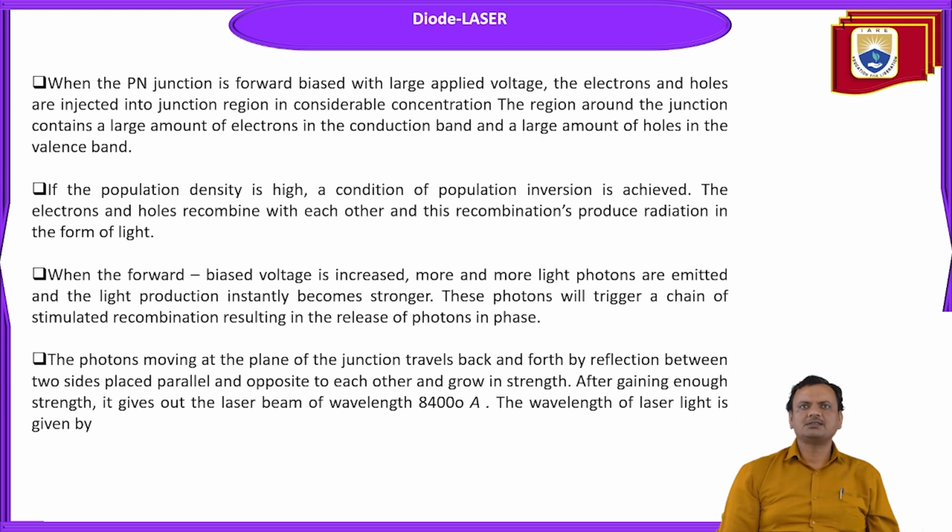Okay. So when the PN junction is forward biased with a large applied voltage, the electrons and holes are injected into the junction region in considerable concentration.